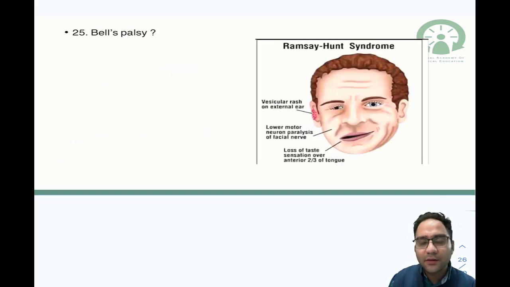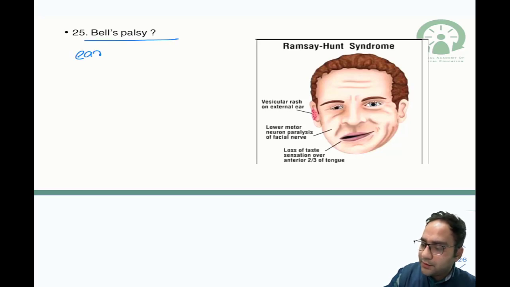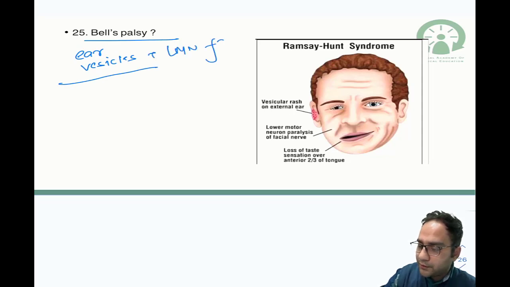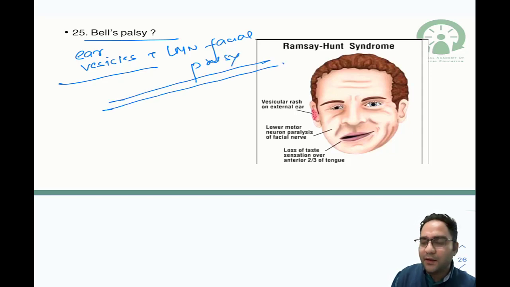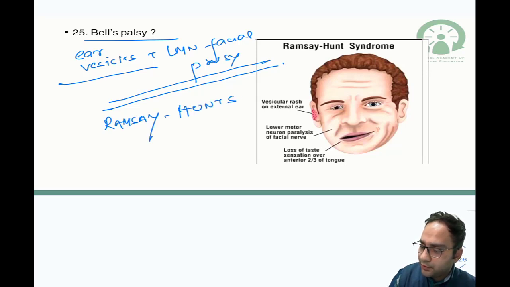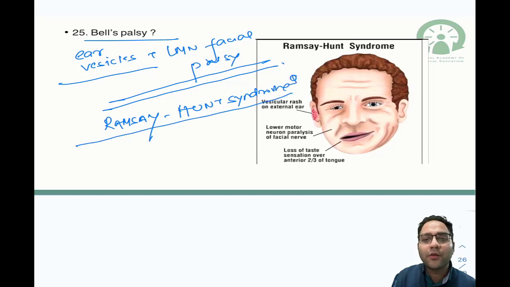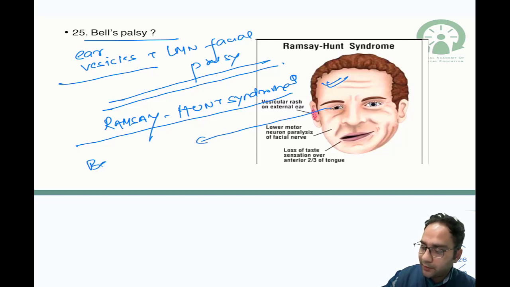Next question, I think there was a question that told you that there is a presence of ear vesicles. Along with that, you have developed a lower motor neuron facial palsy. So that is basically a case of Ramsay Hunt syndrome. Ear vesicles plus lower motor neuron facial palsy is a clear-cut case of Ramsay Hunt syndrome, right? In lower motor neuron facial palsy, the forehead is also involved, and you get Bell's phenomenon. And the involvement is usually ipsilateral.